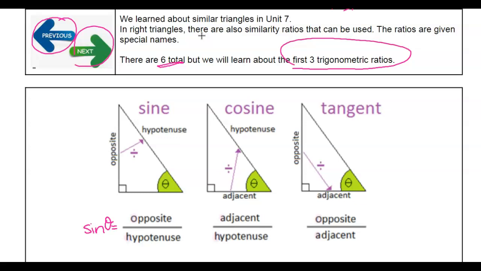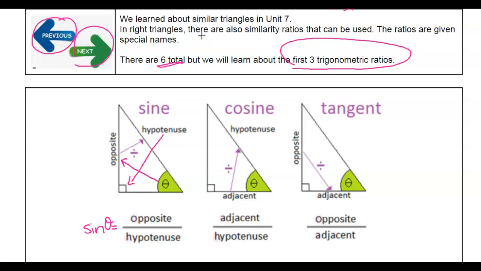Sine is equal to the ratio of the opposite side divided by the hypotenuse. When you're talking about an angle, you're never going to be talking about a right angle. You're going to be talking about one of the other 2 angles. So if I pick theta, opposite means across, okay? And the hypotenuse is always the side that's across from the right angle.